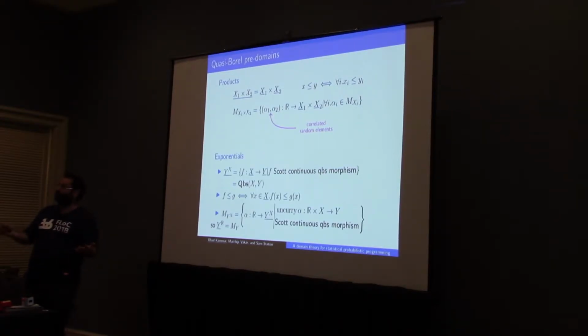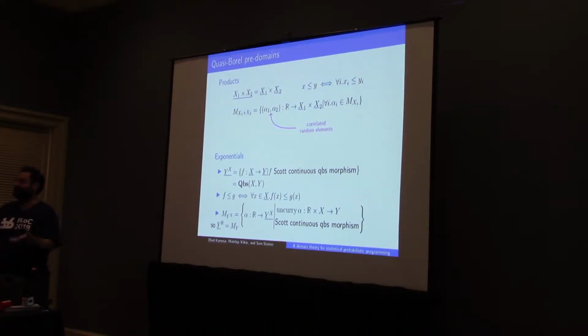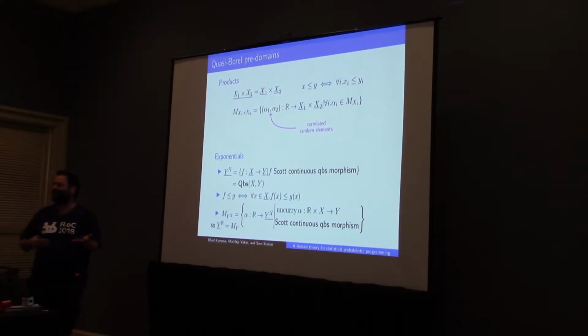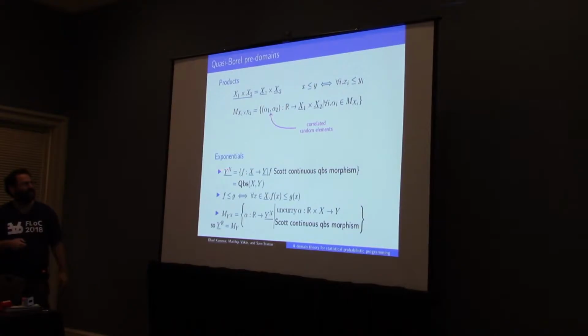What do function spaces look like? One of the motivations we had was to look at function spaces. The carrier of the function space from X to Y is all the quasi-Borel space morphisms from X to Y.